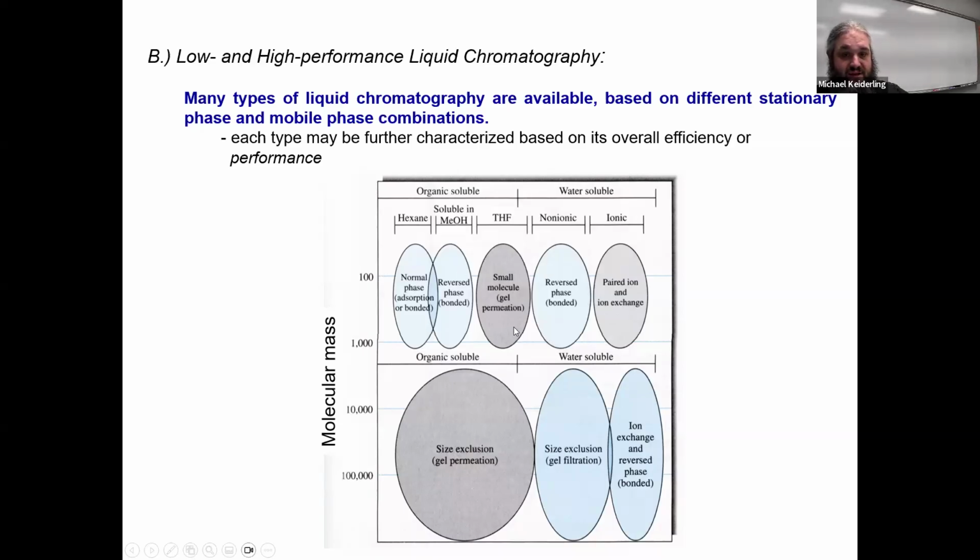So you have organic soluble, so hexane, MeOH, THF, and water soluble, non-ionic, ionic. These have different molecular masses. You can have normal phase adsorption, reversed phase bonded, small molecule for gel permeation, reversed phase bonded for non-ionic, paired ion and ion exchange, size exclusion or gel permeation in organic soluble, water soluble. You have size exclusion with gel filtration, and then ion exchange and reversed phase bonded for the bigger molecular mass stuff.